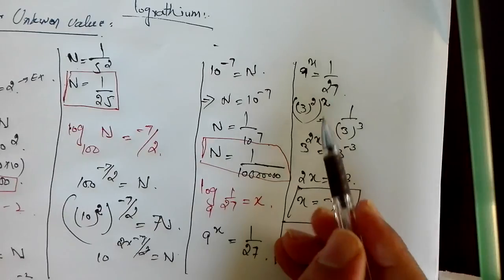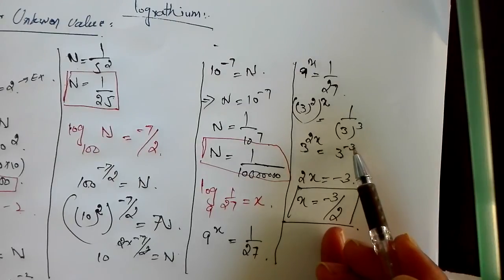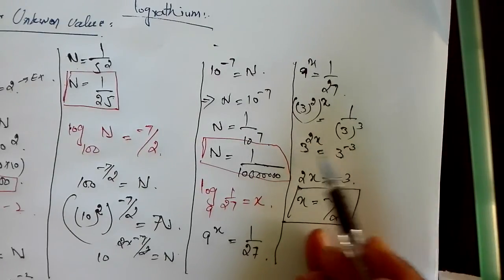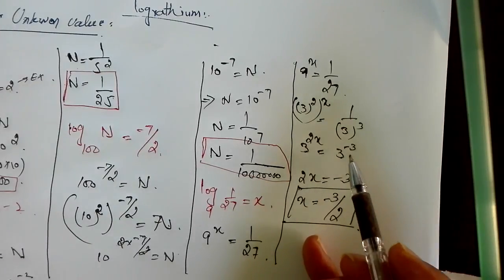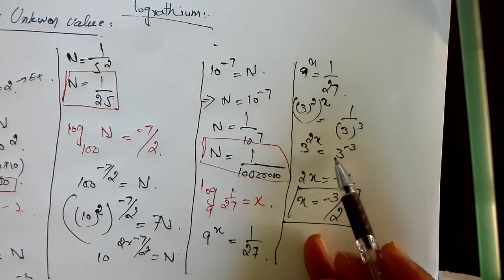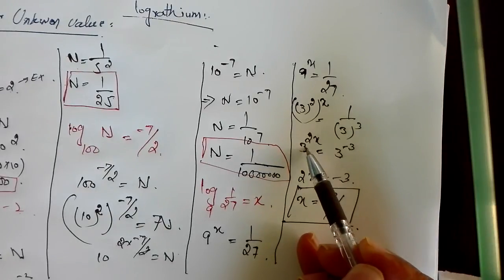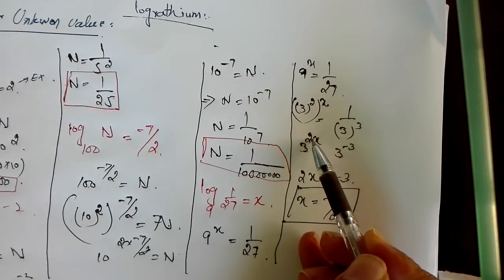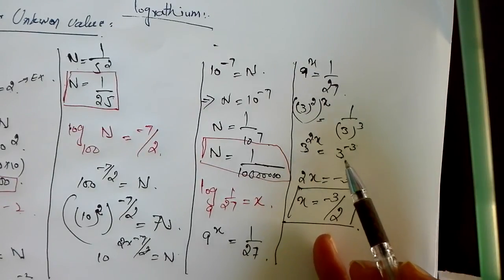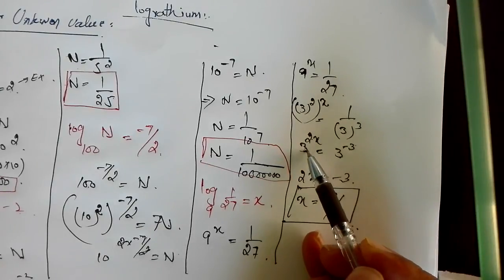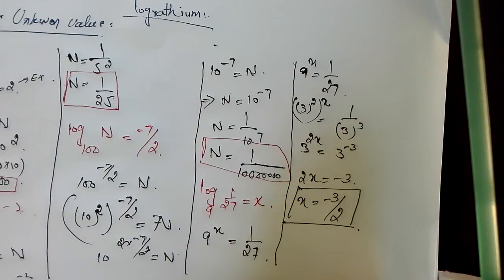From here, just know this technique. Here the bases are the same, they are 3 and 3, so definitely their powers will be the same. The bases will cancel, and it remains 2x is equal to minus 3. When you have nothing else to do, just make sure the bases are the same or the powers are the same. If the bases are not the same, I will make the powers the same, like here 2x and 2x, then the bases will also be equal. But in this case, I made the bases the same. So the bases are the same, so the powers will be the same, 2x is equal to minus 3.